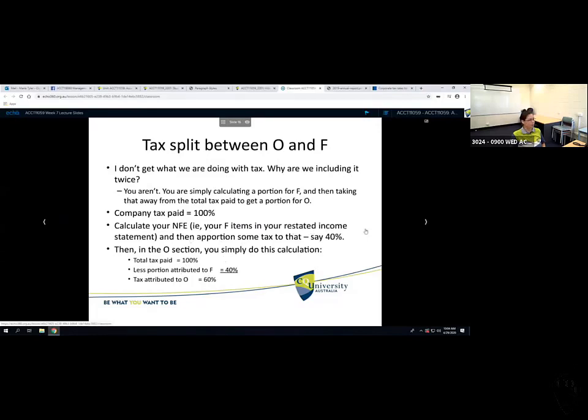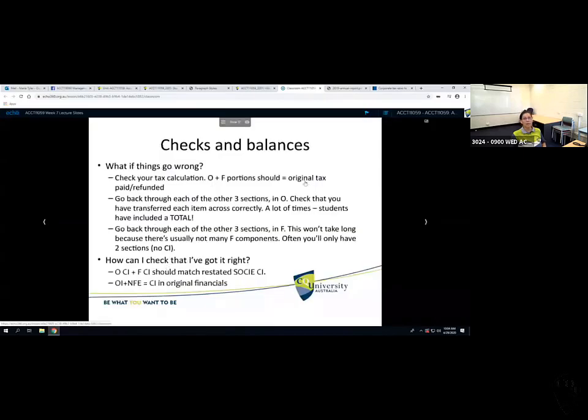Check your formulas. O plus F in your tax split needs to still match the original 100% of tax paid. In a lot of cases, you'll find you've accidentally switched your mathematical sign, so it will add to more than your original tax or less than your original tax, which will mean your total CI will be out. So that's the first step. Go back through and work through those steps again. Then start with your O section and go back through each of these 3 sections in O.